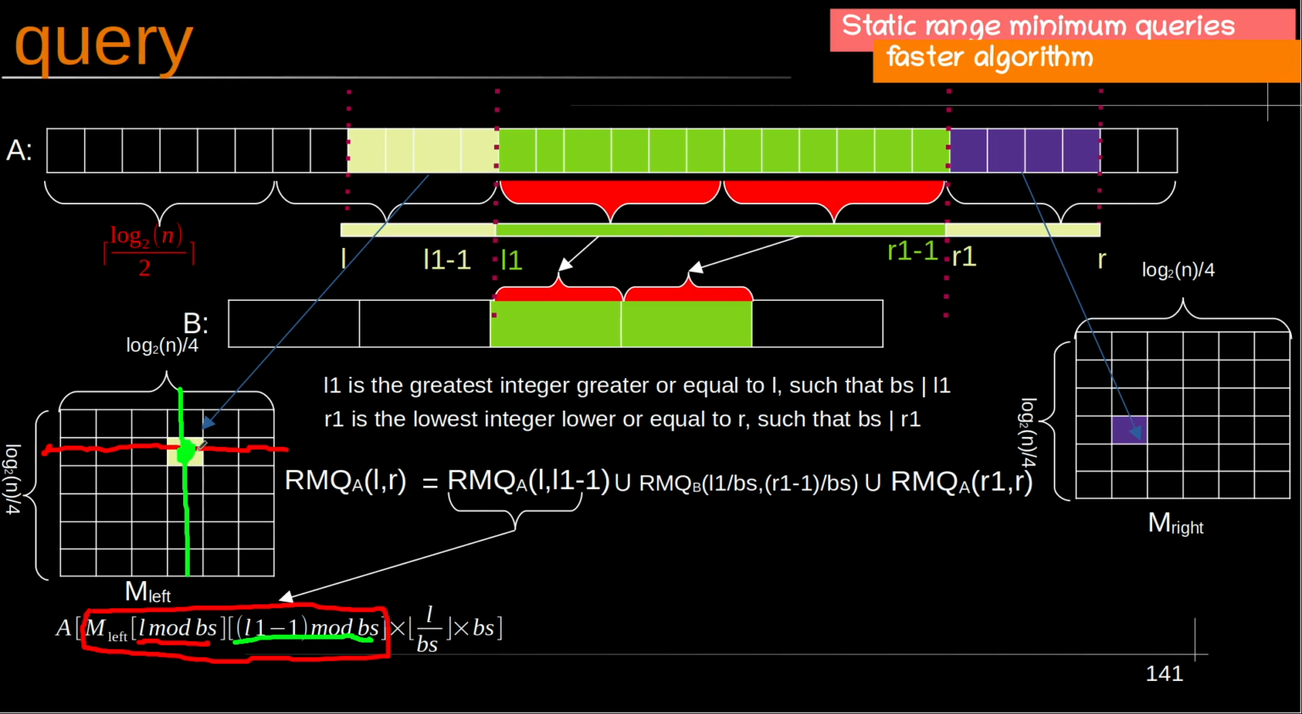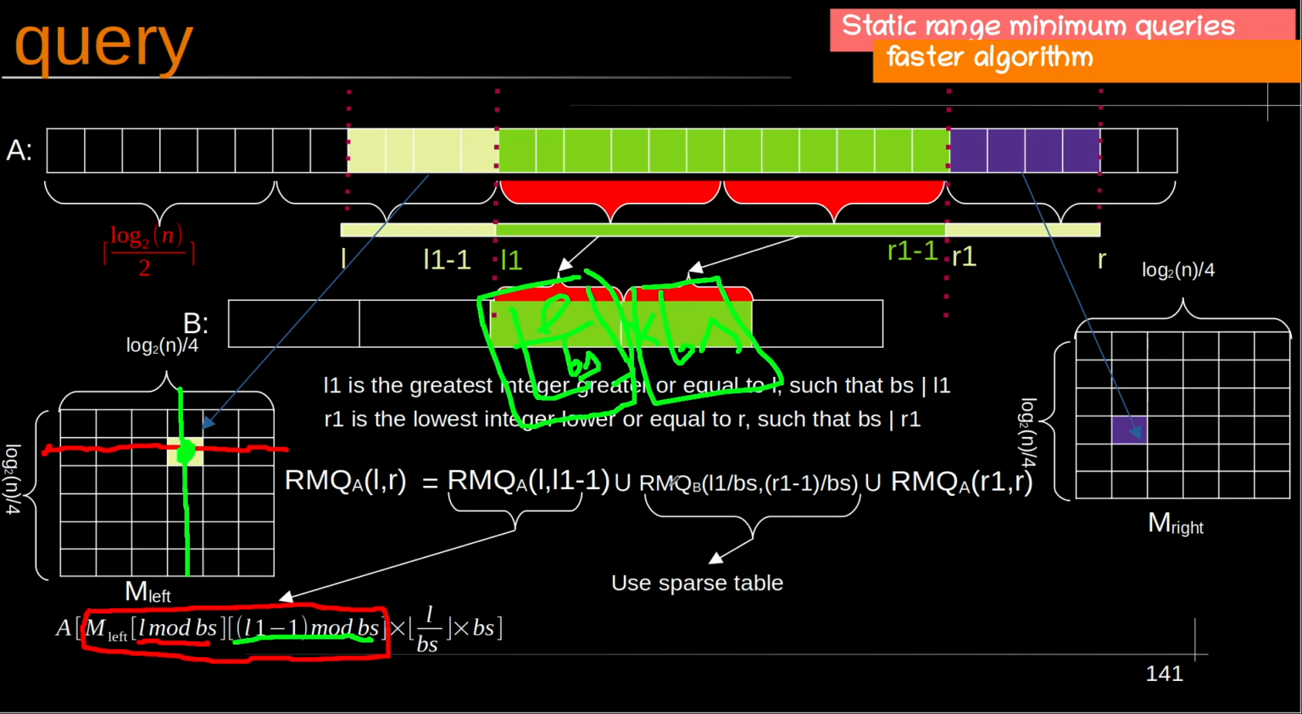Now, how to get from this position the position in the original array? I have to recover it. From that position, I will multiply the number of the block, L over BS, times BS. This gives me one value, and this is another value. We will take an example to understand this, guys.